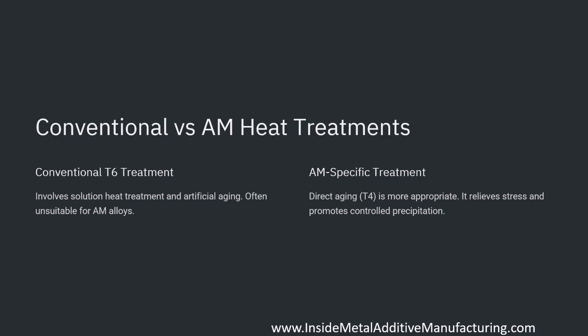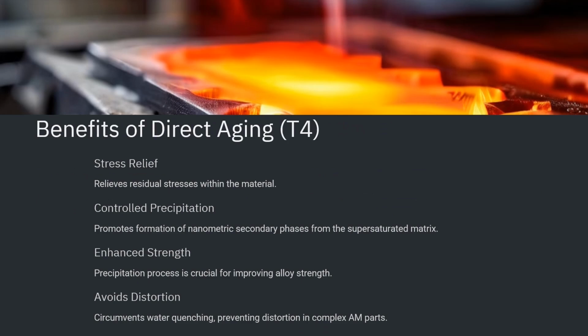Direct aging, also known as T4 treatment, emerges as a more appropriate heat treatment strategy for additive manufacturing aluminium alloys. This single-step process focuses on relieving residual stresses within the material and promoting the controlled precipitation of nanometric secondary phases from the supersaturated matrix. This precipitation process is crucial for enhancing the strength of the alloy.